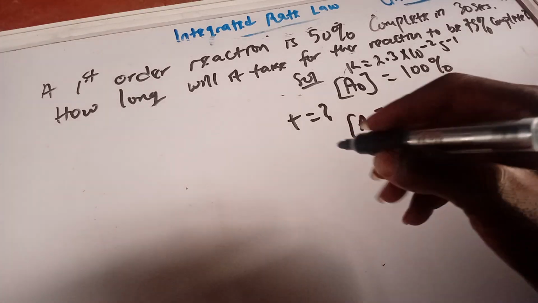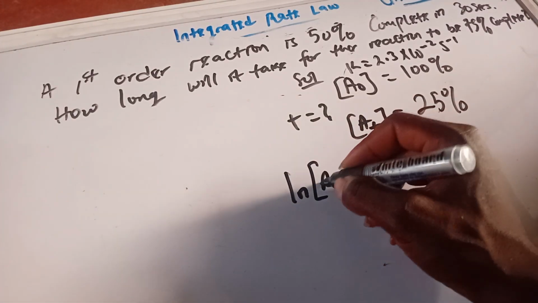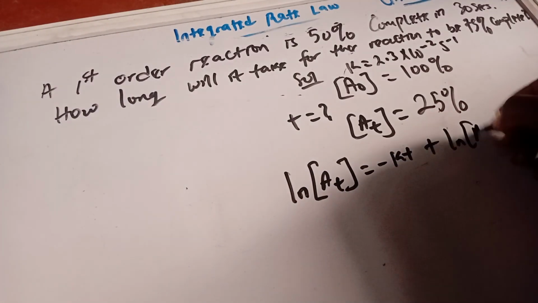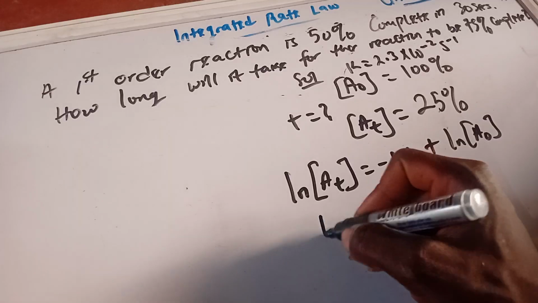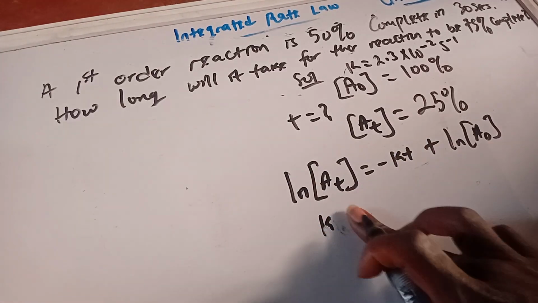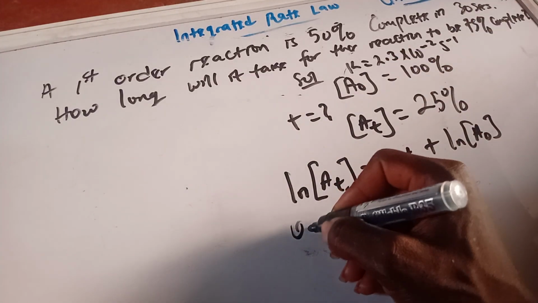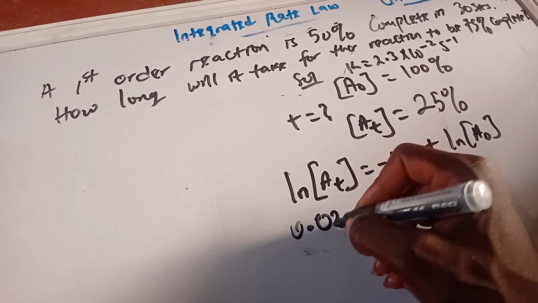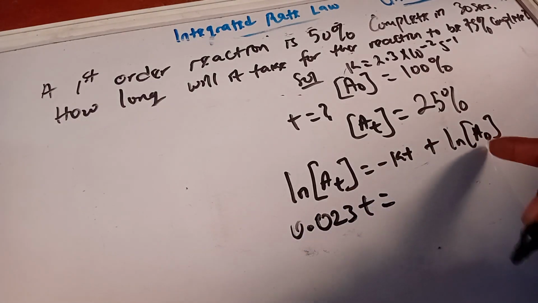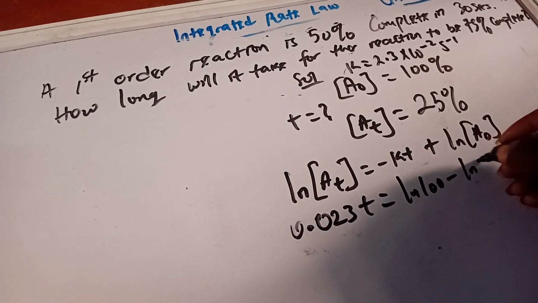Since this is first order, here we have ln A_t equals minus kt plus ln A naught, right? So kt equals, if this comes to the other side, it becomes positive. Since our k is 2.3 times 10 to the minus 2, that is 0.023 t equals ln 100 minus ln 25.